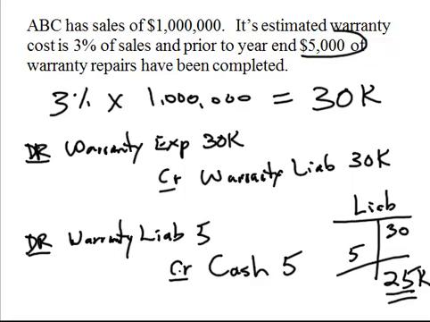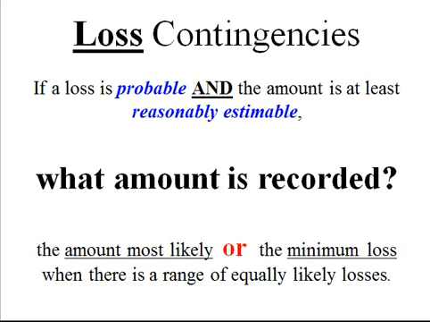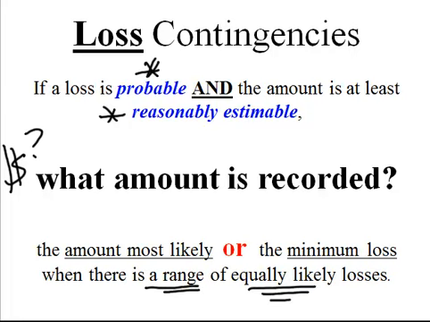So recall that we have two criteria we have to meet: probability of loss and the ability to estimate it. Assuming that is the case, what amount are we going to record? We're going to record the most likely amount, that was 3% of our sales in the prior warranty example, or the minimum loss where there's a range of equally likely losses. This often could be the case when involved in a lawsuit. Attorneys might tell us a loss anywhere between 2 and 6 could be sustained with any amount equally likely. In that scenario, we would record as a liability only 2.